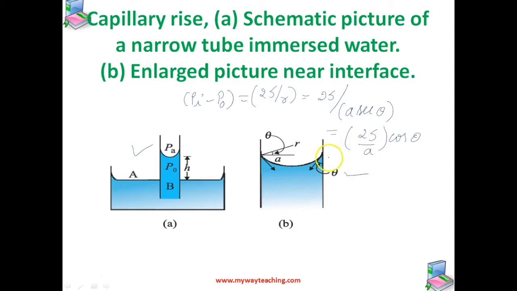Consider the two points A and B, as you can see in this figure. They must be at the same pressure, that is given by P naught plus h rho g is equal to PA, that is equal to Pi, where rho is the density of water and h is called the capillary rise.